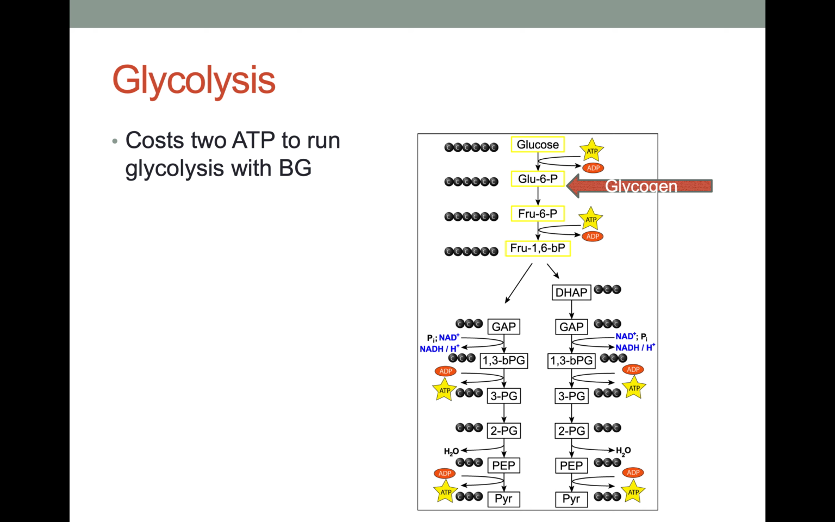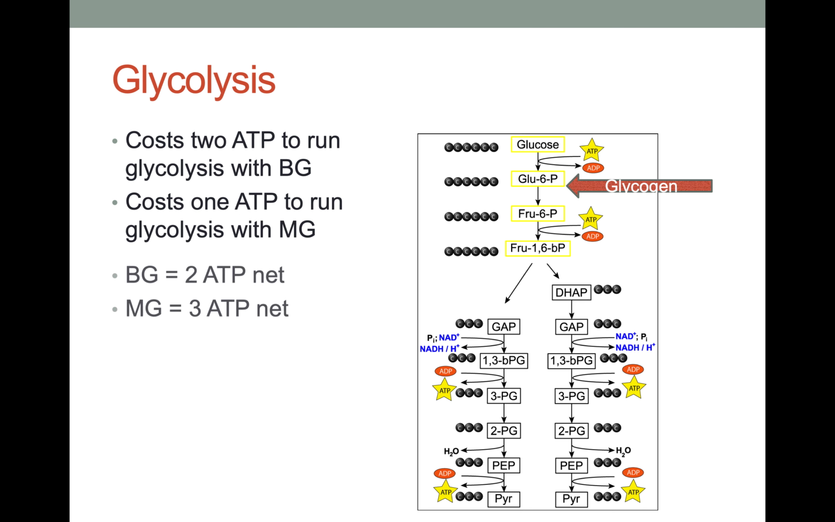What this means is that glycogen requires one less ATP in order to run the process of glycolysis and produce 4 ATP. This gives us a net yield of 3 ATP when we begin with one glycogen molecule compared to 2 ATP when we begin with one glucose molecule. Now this is important to know for several reasons.